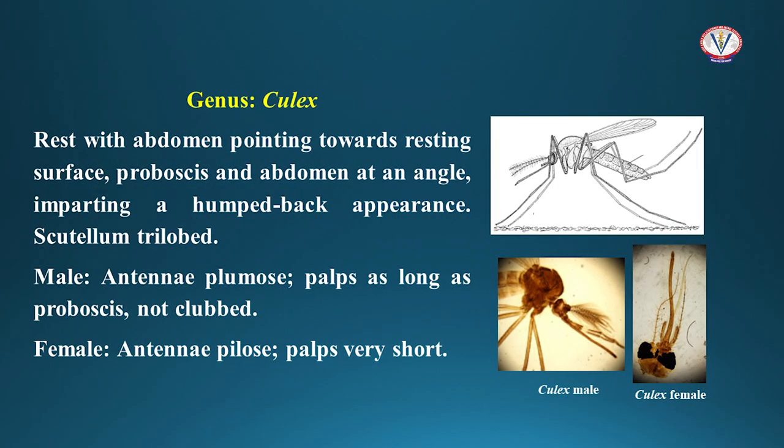Genus Culex. The adult rests with the abdomen pointing towards the resting surface, that is, the proboscis and the abdomen are at an angle, imparting a humped back appearance. The scutellum is trilobed. The males have plumose antennae and the palps are as long as the proboscis but are not clubbed. In females, the antenna is pilose and the palps are very short.